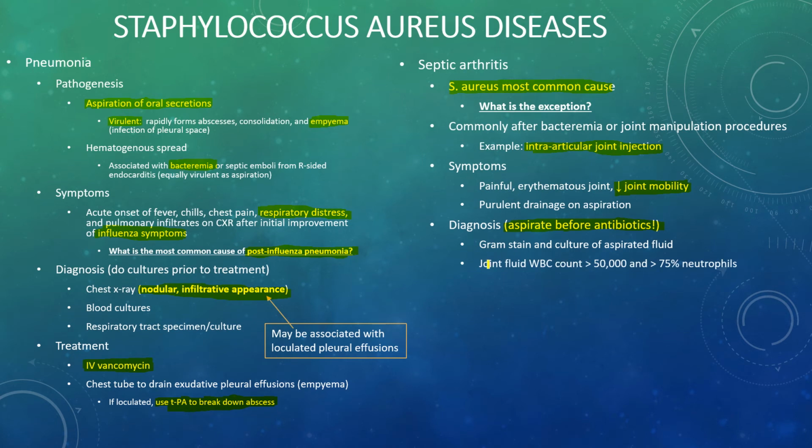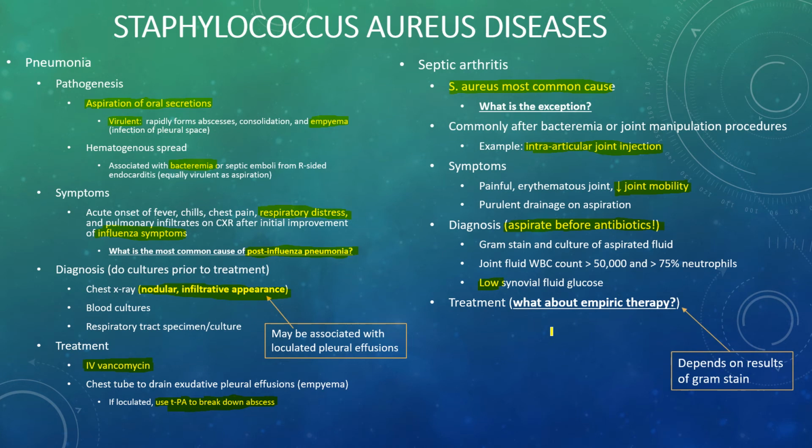Joint fluid white blood cell count will be greater than 50,000, and it'll be more than 75% neutrophils. So these are indications that you have septic arthritis. And also low synovial fluid glucose, because the bacteria and the white cells are using up this glucose. So low glucose levels.